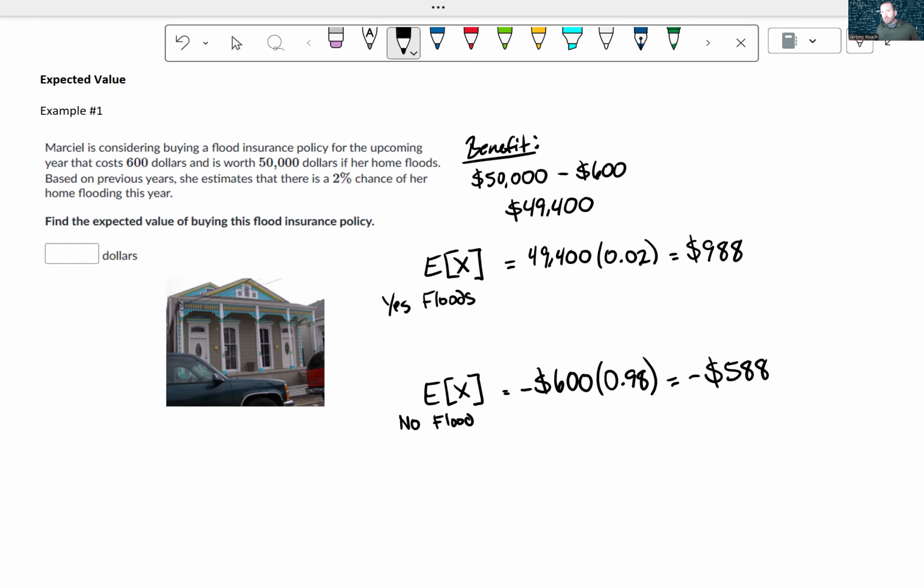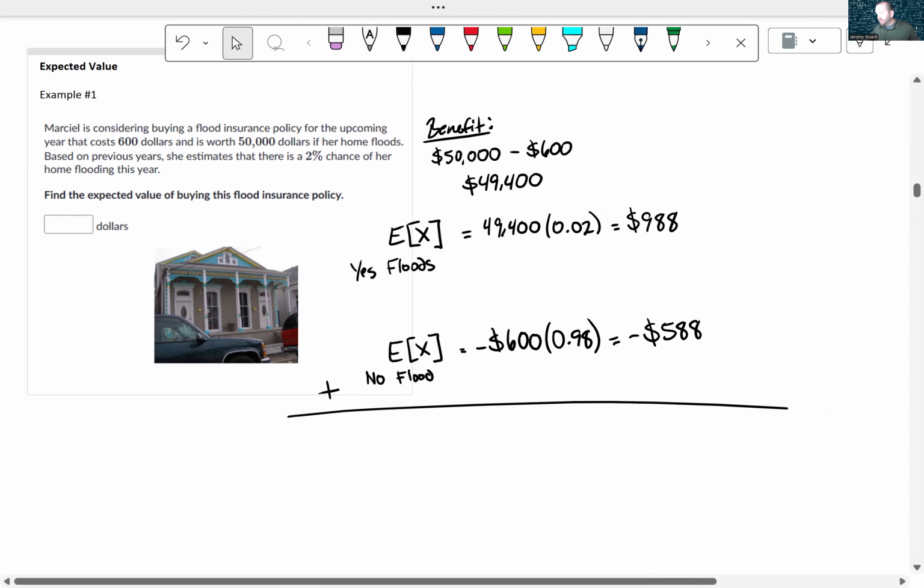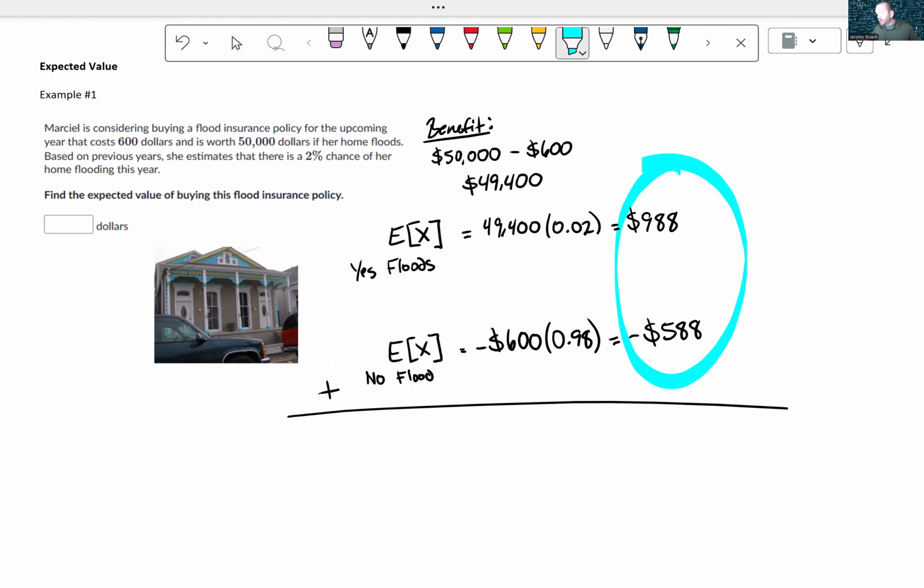Now, to find the total expected value of this policy, given the probabilities, we would add these together. 988 minus 588. And that gives us a total expected value of $400.